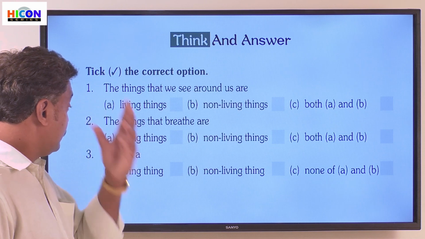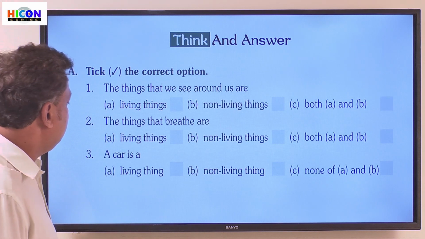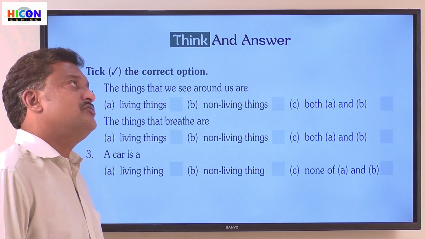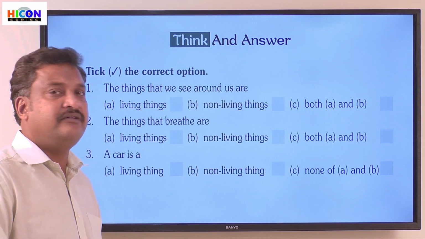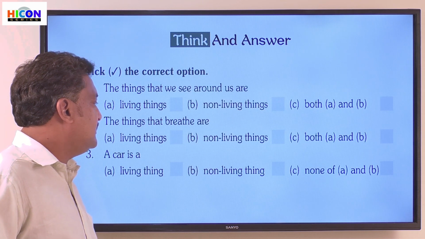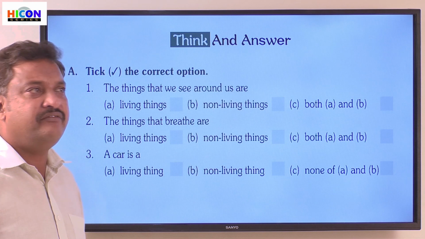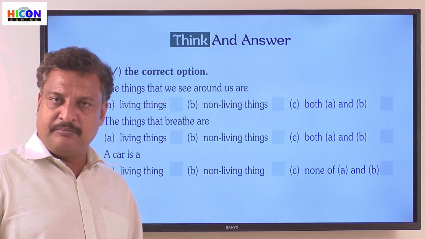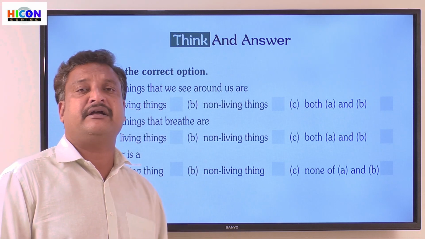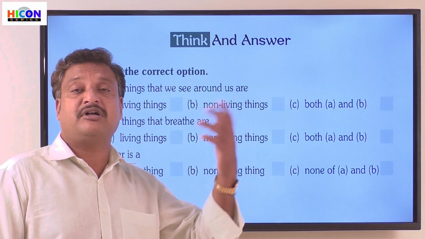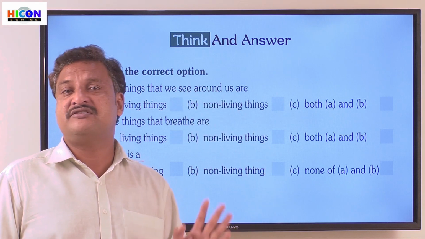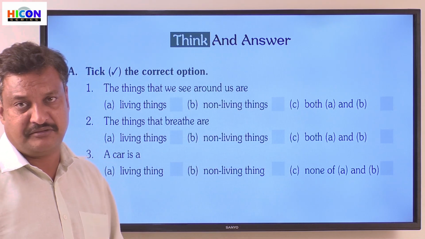Now, the second one. The things that breathe are living things, non-living things, both A and B. So we have seen some differences between a living thing and a non-living thing, isn't it? We have seen some differences. So one among them was that living things can breathe, non-living things don't breathe. We breathe through the nose. Then fish has special organs near the neck called gills. Even plants absorb carbon dioxide and leave out oxygen, isn't it? So all living things do breathe in something and breathe out something, right?